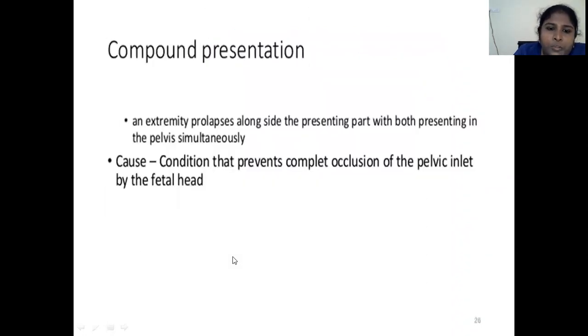Next, compound presentation. Compound presentation means not one part, two parts are presenting at the pelvic outlet. That means an extremity, either a hand or a foot, is presenting along with the head. That is called compound presentation. That also is difficult to deliver. A condition that prevents complete occlusion of the pelvic inlet by the fetal head.